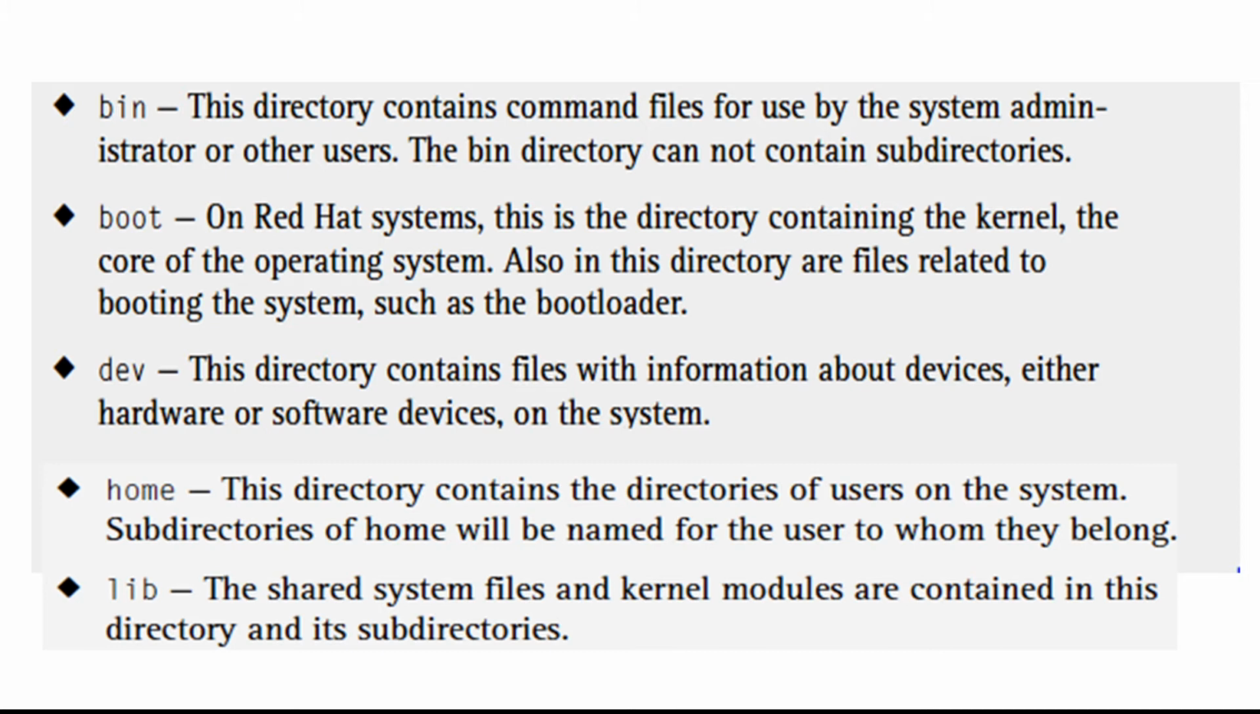Then comes the home directory. The directory contains directories of users on the system. The subdirectories of home are named for the user to whom they belong. Under the home directory you can find all the subdirectories of the number of users who have been registered under that particular system. It might be user1, user2, and each will have their separate directory under home. Then you have the lib directory. This contains shared system files, in this directory and its subdirectories, including system files and kernel modules which are shared.